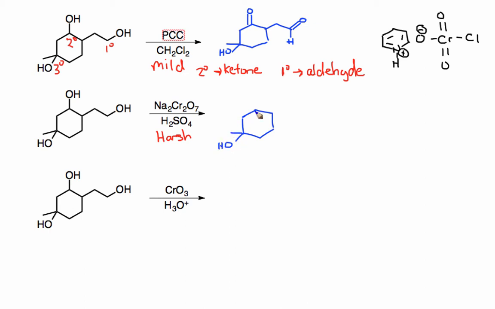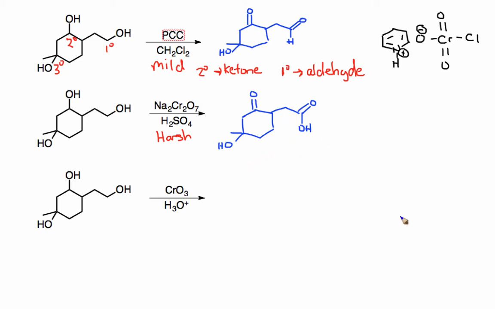Again, there's our unaffected tertiary alcohol. Our secondary alcohol went to a ketone. And now our primary alcohol gets fully oxidized to a carboxylic acid. And really, if you looked at the reaction mechanism for this, you would see that this sulfuric acid plays a big part in converting that intermediate aldehyde to the carboxylic acid.